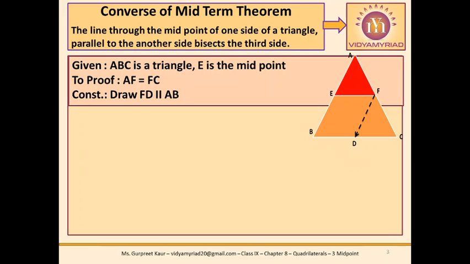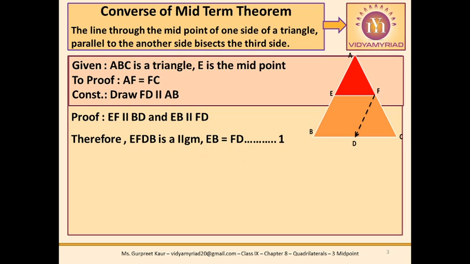Now here we are doing a construction. We are drawing FD parallel to AB. Let's begin. It is given to us that EF is parallel to BD, or EF is parallel to BC, so it is parallel to BD. And EB is parallel to FD, because by construction we have just drawn FD parallel to AB, so it will be parallel to EB also. What does it mean? It means EFDB is a parallelogram, which means EB will be equal to FD.